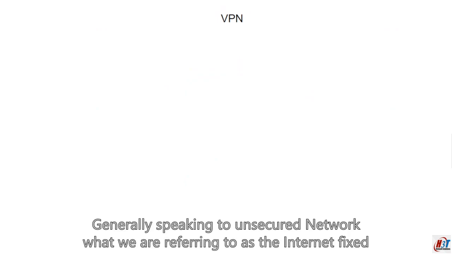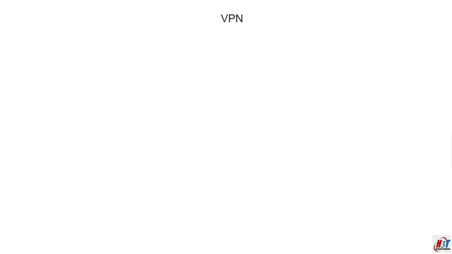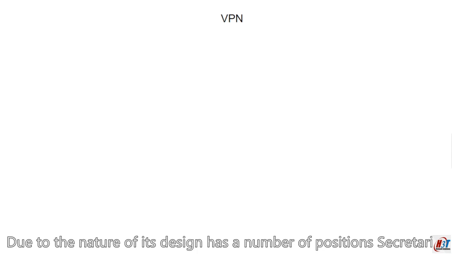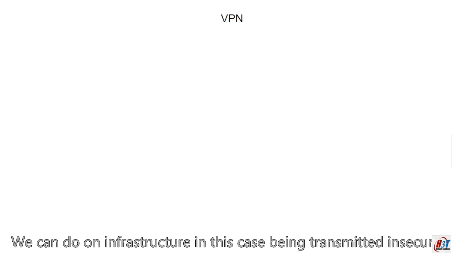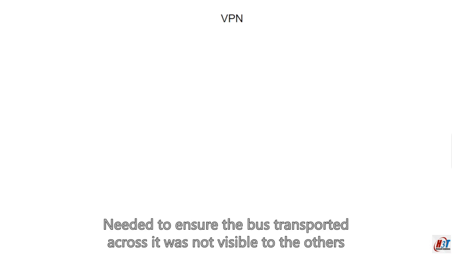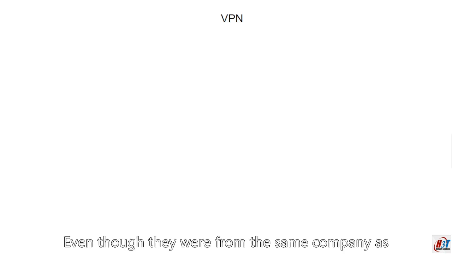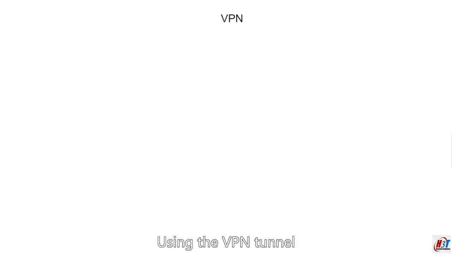So generally speaking, the unsecured network we are referring to is the internet, which due to the nature of its design has a number of potential security risks. However, this is not always going to be the case. I worked for one organization that required the use of VPNs within their own infrastructure. In this case, the network being transmitted across was not insecure. We just needed to ensure any data that was transmitted across it was not visible to the others, even though they were from the same company. We often refer to the use of VPNs as using the VPN tunnel.